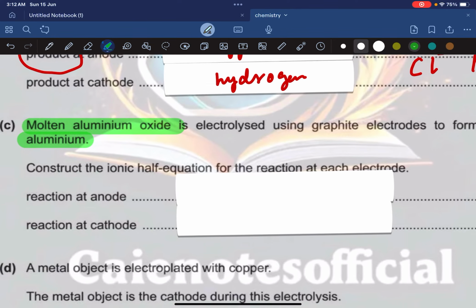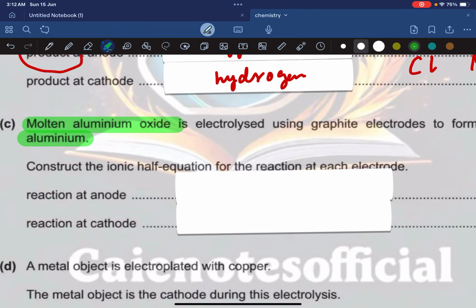Okay, this may seem tricky, but the first thing we know is that it's molten aluminum oxide. So the type of ions we're dealing with are aluminum ions, which are Al 3+ ions, because aluminum always forms 3+ ions, and oxide ions, which are O 2- ions.